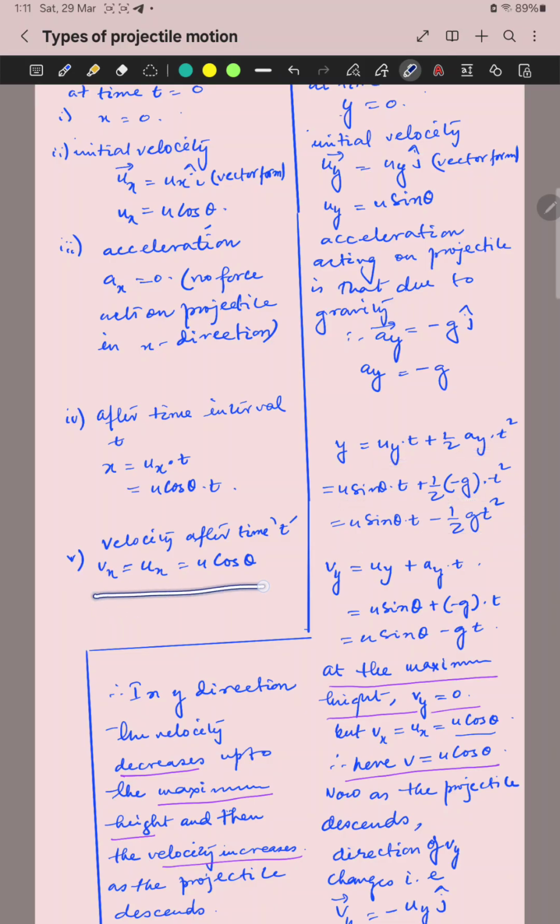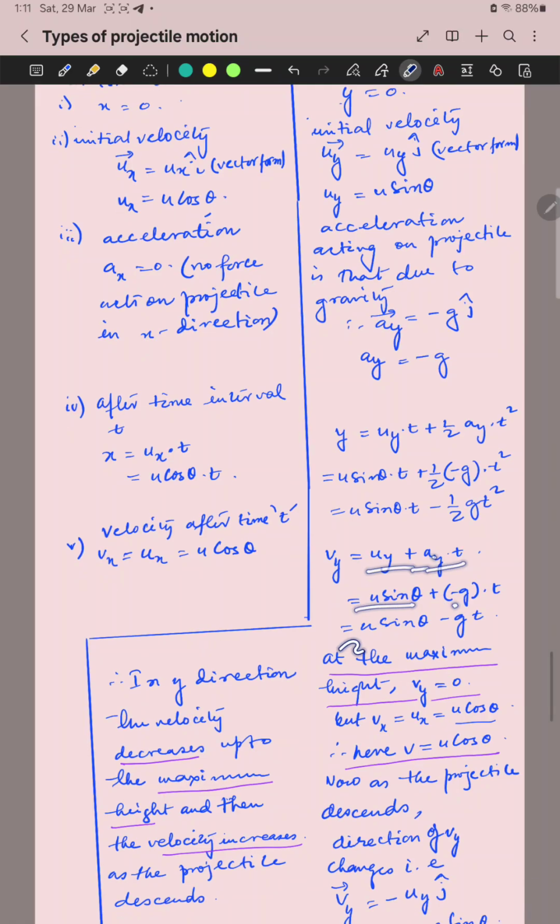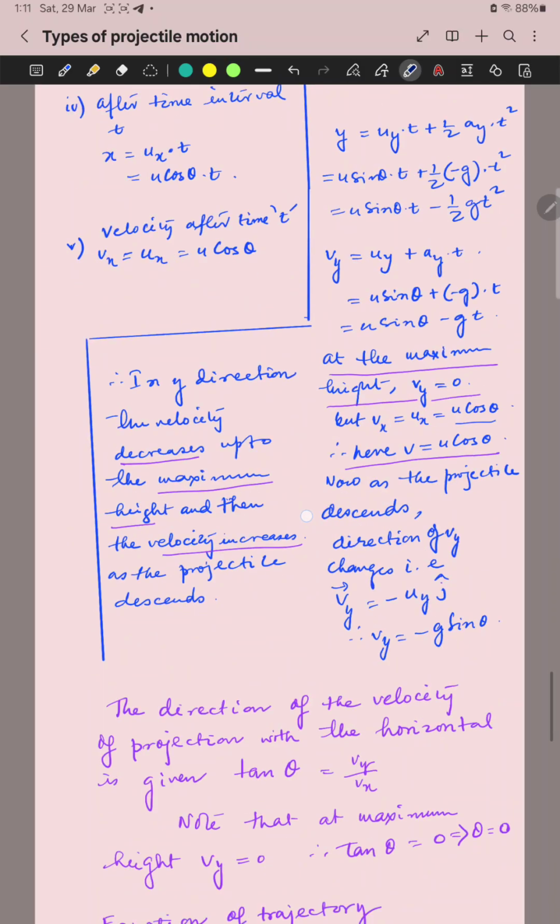Now coming to the velocity part, along the x direction the velocity at any place will be the same as the initial velocity, which is u cos theta. Along the y direction, what will be the velocity? It is given by the first equation of motion, uy plus ay into t. In ay's place we write minus g, in uy's place we write u sin theta, and that's how we get vy equals u sin theta minus gt.